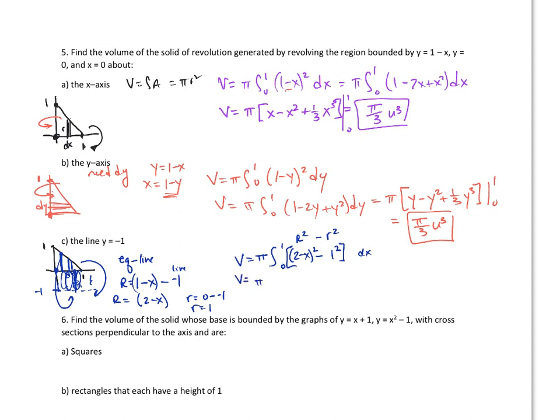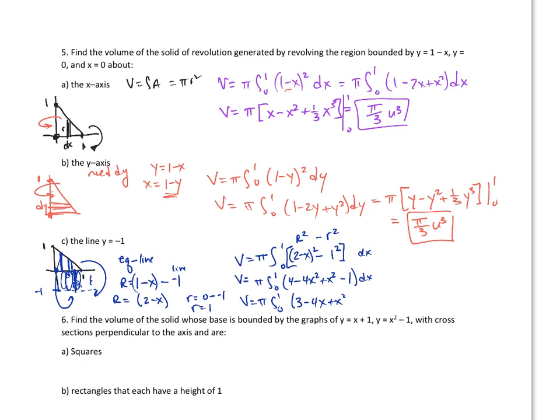All right, we can work all this out. We get pi from 0 to 1. This will be 4 minus 4x squared plus x squared minus the 1 dx. So volume is pi from 0 to 1. This will be 3 minus 4x plus x squared.